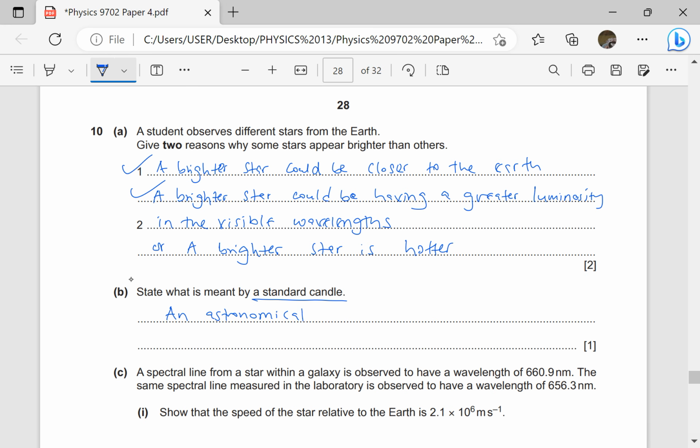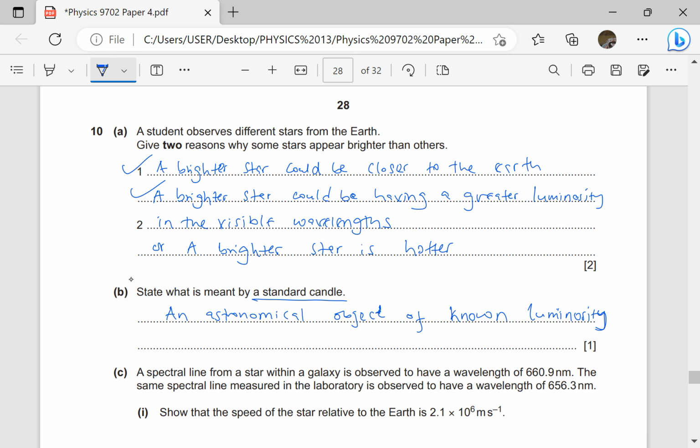An astronomical object of known luminosity. If you have watched my videos on astrophysics and cosmology, I must have given examples of standard candles.